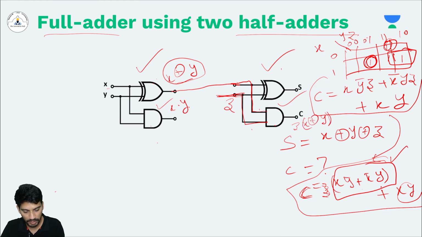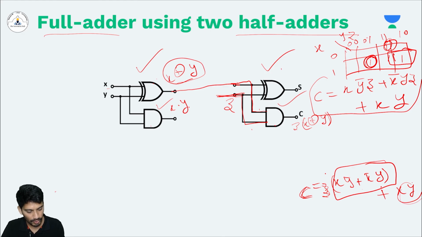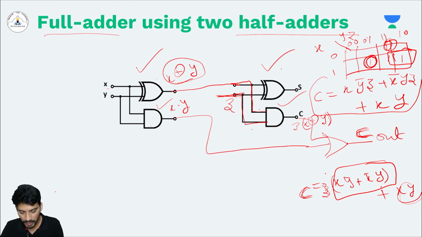One thing is clear. What about the other term? We need to add it with xy, right? We already have xy. So let's take xy here and combine these two things with an OR gate. Then you will get the complete C here, right? This is my C out. And how do we get the sum? It is already connected. If you see, x and y are XORed here, and that is XORed with z. So the output is x XOR y XOR z.